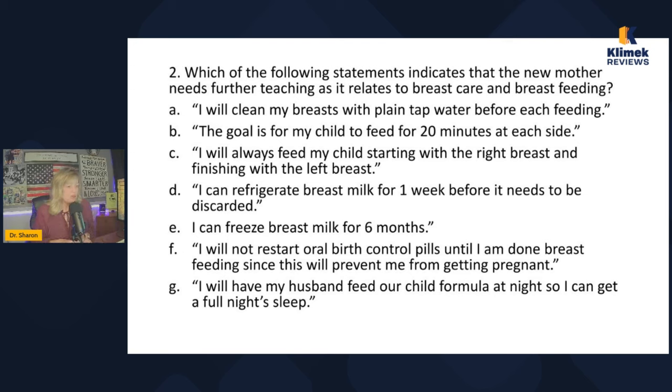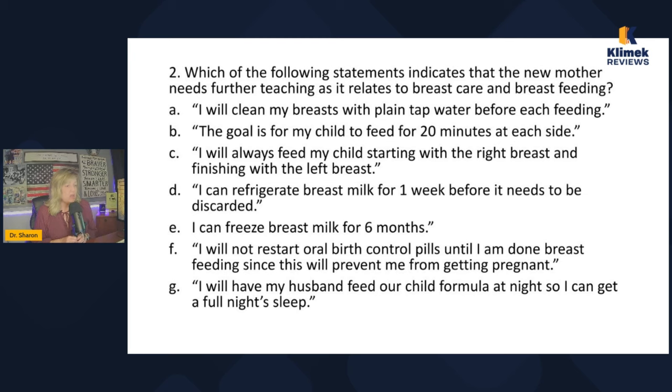D, I can refrigerate breast milk for 1 week before it needs to be discarded. That is false. It's 24 hours. And I don't know why it's such a short period of time. I'm sure somebody did some studies on it and they decided it wasn't any good after 24 hours, but it's actually 1 day, not 1 week. I can freeze breast milk for 6 months. That is true. They can freeze breast milk for 6 months.